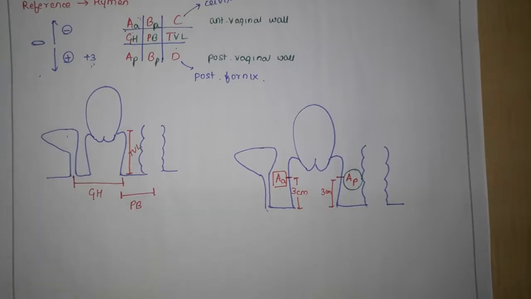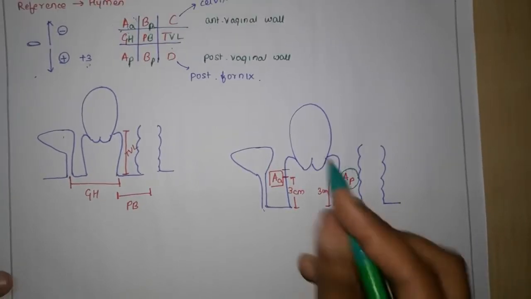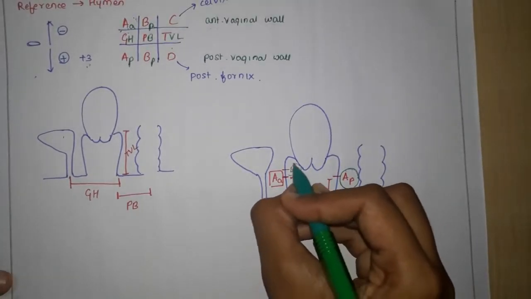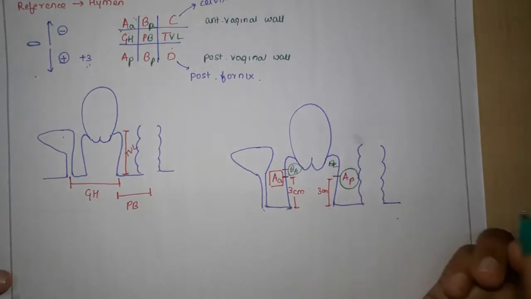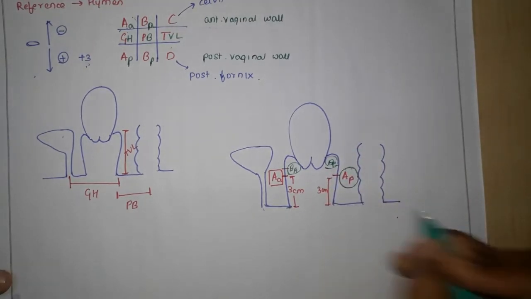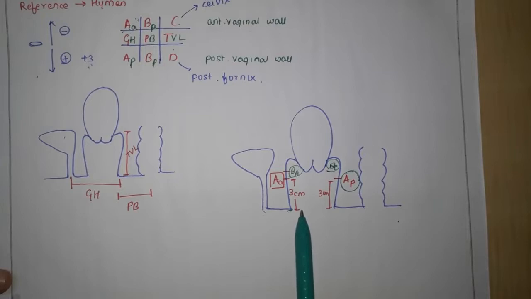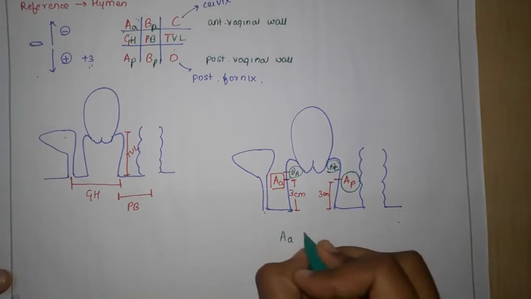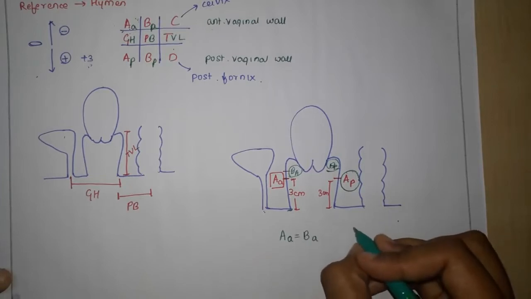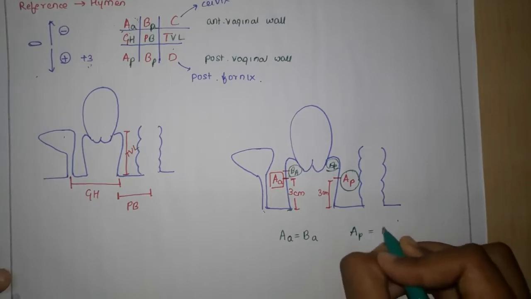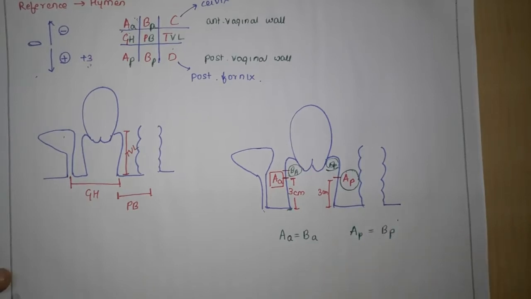Next, coming to point B. Point B is the most distal part of the prolapse with respect to the hymen. So BA will be with respect to prolapse on the anterior vaginal wall. BP is the most distal point on the posterior vaginal wall. In a non-prolapsed uterus, the points AA and BA will be coinciding. Similarly, the points AP and BP will be coinciding.